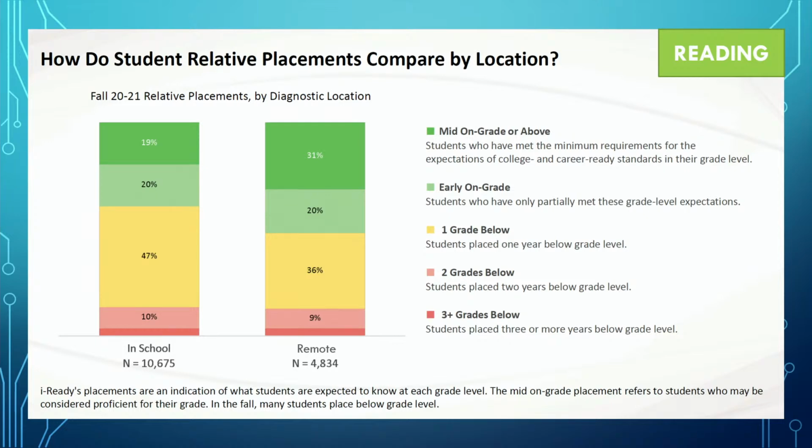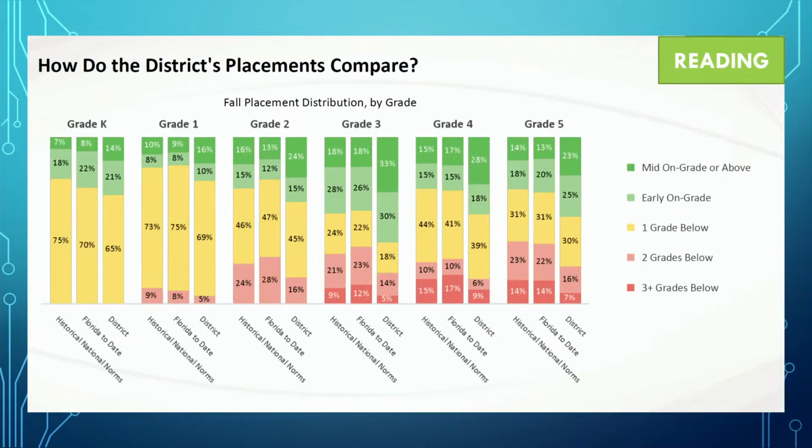The third slide shows the district data for AP1 compared to the state and compared to national norms. And with this for reading, as we would expect and as usual, Sarasota outperformed both the state and the national norms for reading. So that was really good news, and that was in all 6 grade levels and in all levels of proficiency.